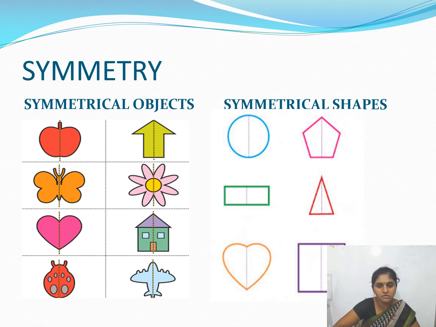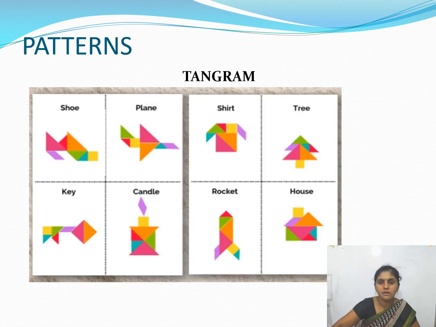Here flower, you cut the flower, here half and here half. These halves should be similar. This type of thing we call a symmetrical object or symmetrical shape. Yes. Next, patterns. In patterns we have tangram and tiling.